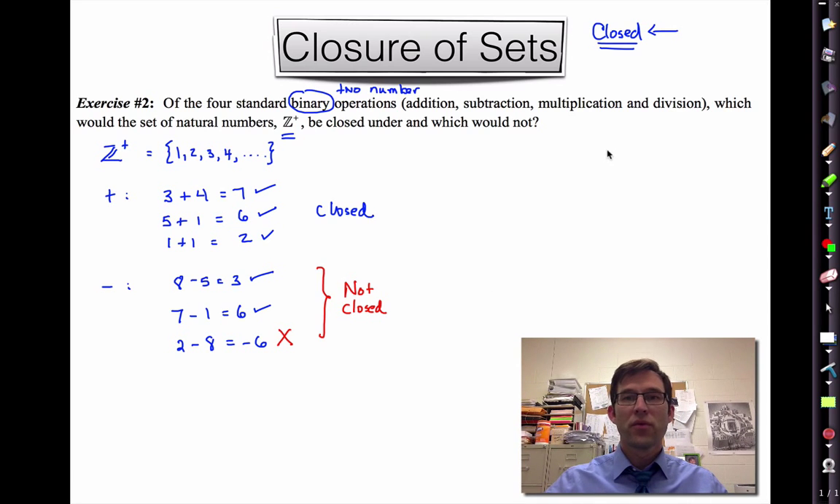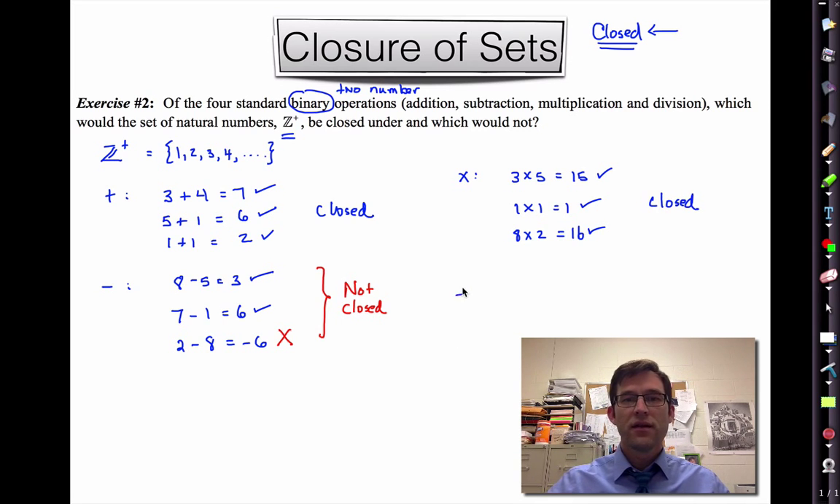All right, let's play around with multiplication. Let's think about this. Let's do 3 times 5. We'll get 15. That's in there. How about 1 times 1? We always want to consider this case where we pick two of the same numbers. That's in there. 8 times 2, that's 16. That's in there. Yeah, okay, it's closed.